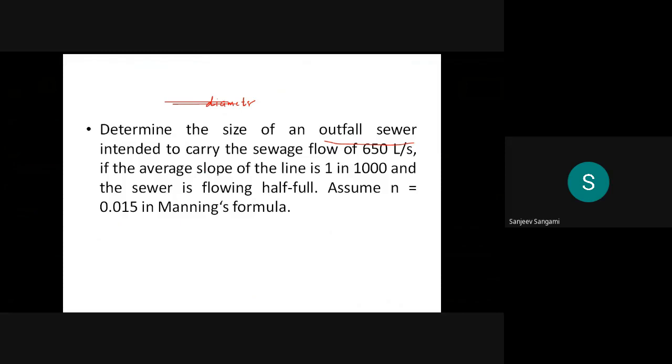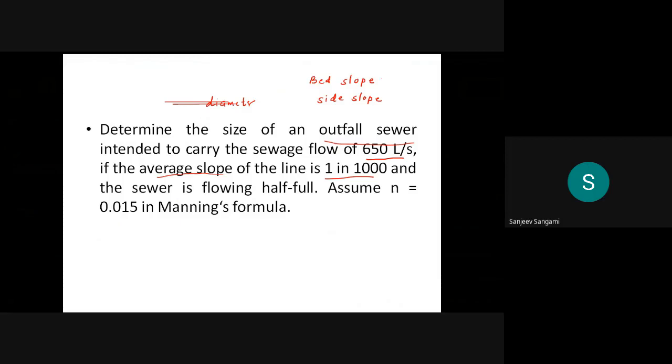It is intended to carry a sewage flow of 650 liters per second. It's very important, this we have to convert into meter cube per second. That we'll see later. So if the average slope of the line is 1 in 1000, I already said that you have two slopes. One is bed slope and one more is side slope.